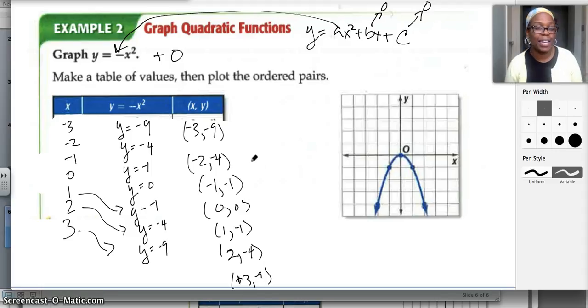So that's kind of what I'd like you to go ahead and play around with on Desmos and see if you can give me an answer to those questions. What effect does A have on our parabola? What effect does C have on our parabola?